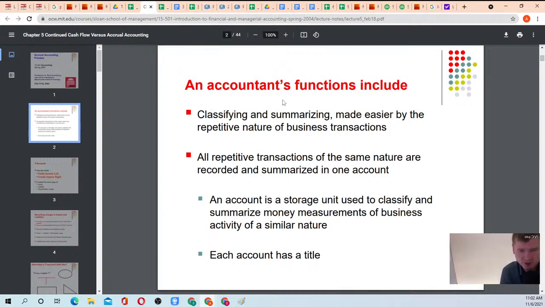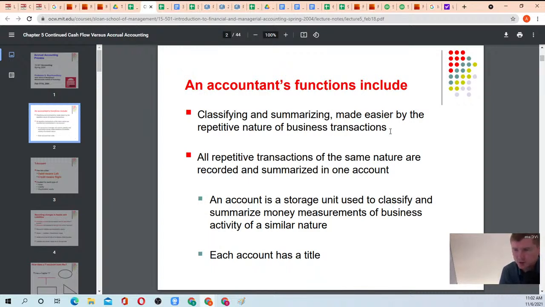So that's a general description of accountant functions, and it says that an accountant classifies and summarizes transactions, made easier by the repetitive nature of business transactions. So basically your accounting routine will be more or less the same every month.